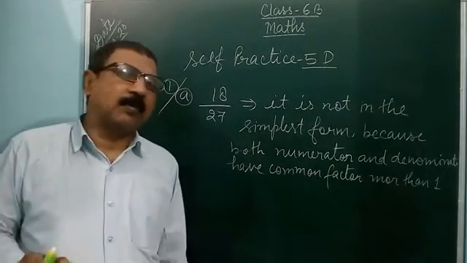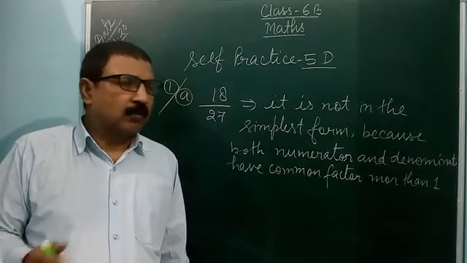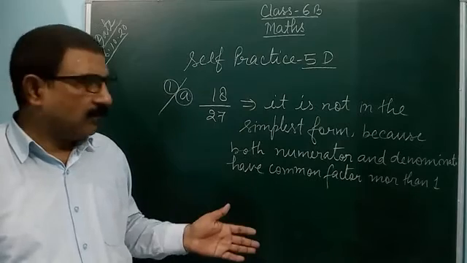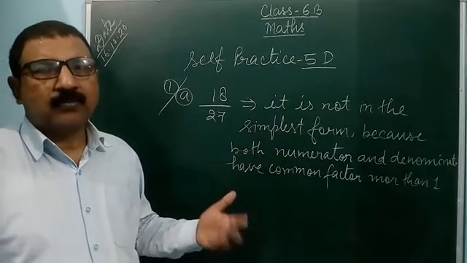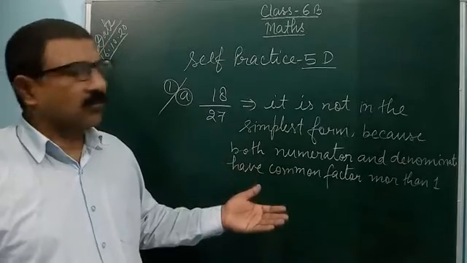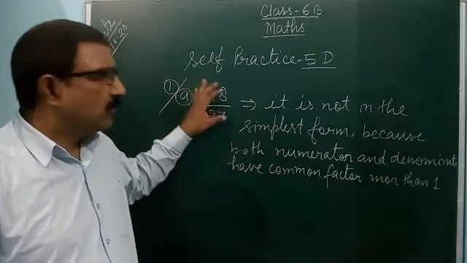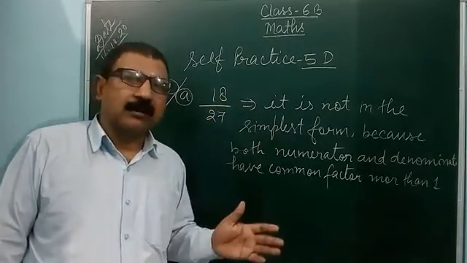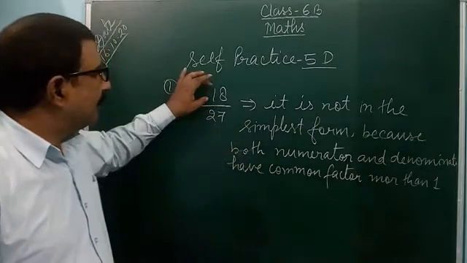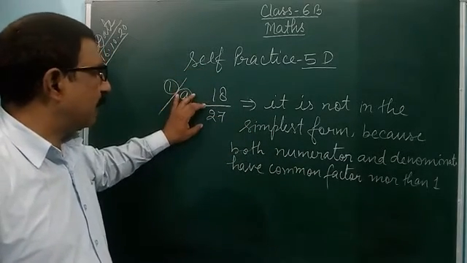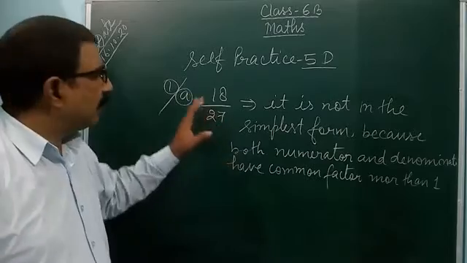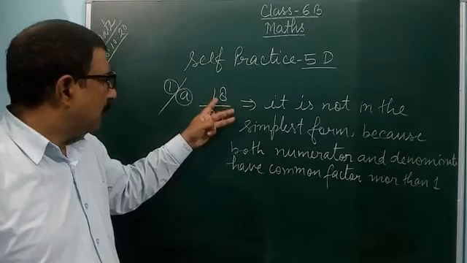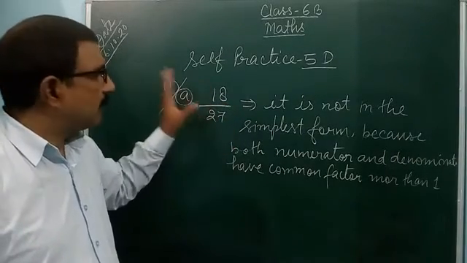If any fraction has a common factor more than 1, and 1 is a common factor of all numbers, then after 1, another number like 3, 4, 5, 9, any other number that is a common factor of both numerator and denominator means that fraction is not called the simplest form. So you can see 18 and 27 have common factor 3, common factor 9, and common factor 1 also. So 1, 3, 9, three common factors are there for 18 and 27. So this is not in the simplest form.